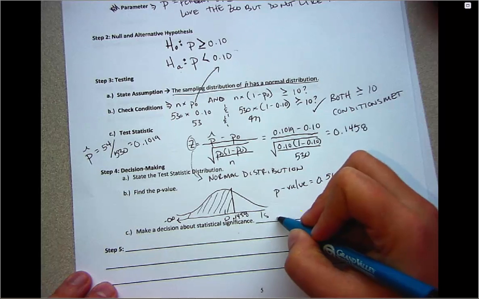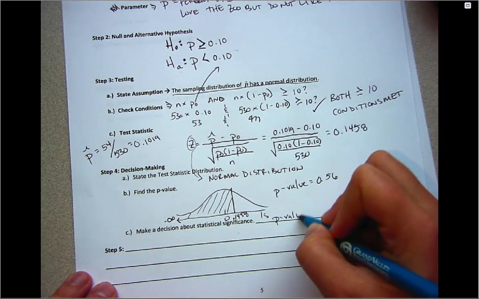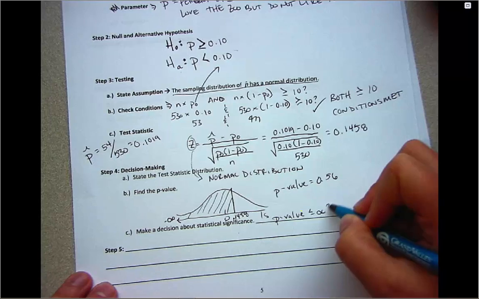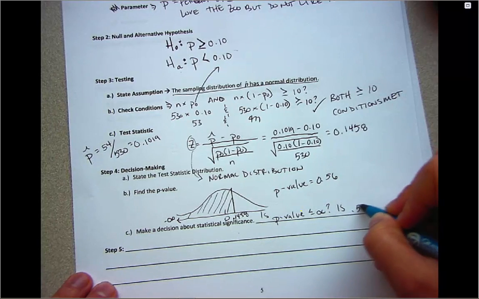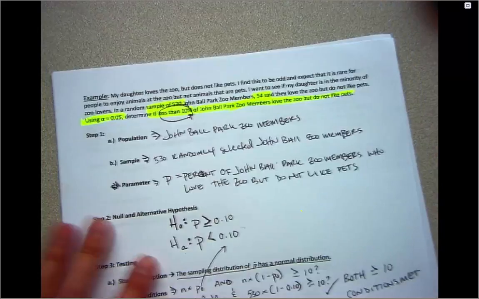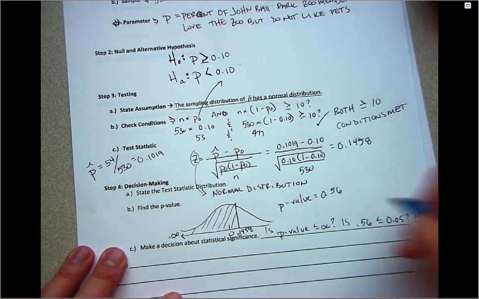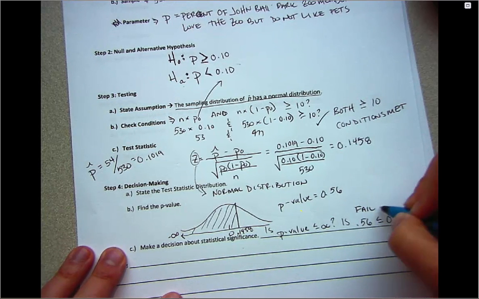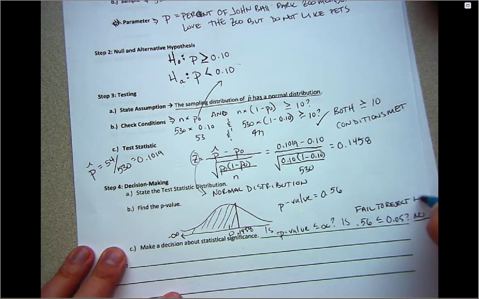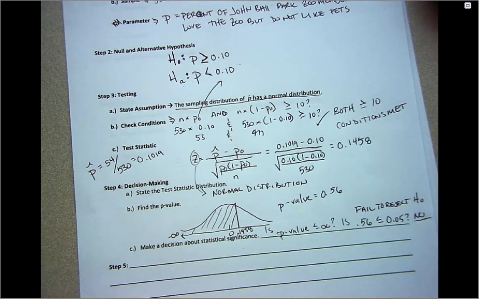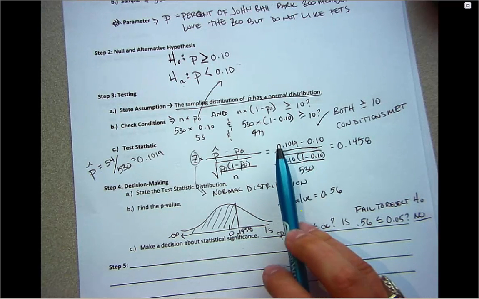So to make our decision, we need to know if our p-value is small enough. So is it less than or equal to alpha? So is 0.56 less than or equal to, remember from the top of the page, alpha is 0.05. The answer to that is no. So because it's not, that means that the sample value is not far enough away from your null value to justify rejecting the null. Which makes sense because we had a p-hat value of 0.1019.